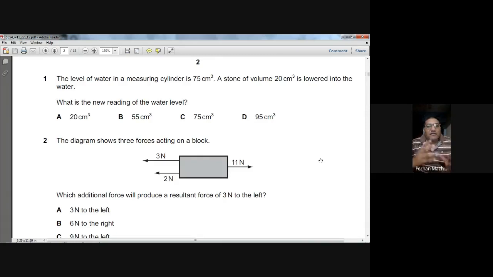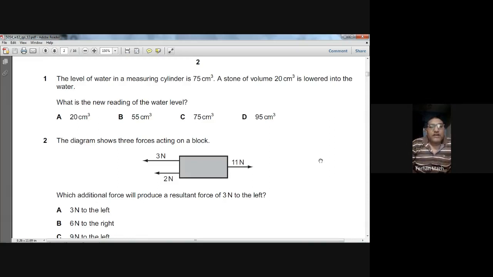You see, we have a measuring cylinder. It is filled with water, and the level of the water is 75 centimeter cube. And what you did, put a stone into the measuring cylinder. The volume of the stone is 20 centimeter cube, so the level of the water will go up.